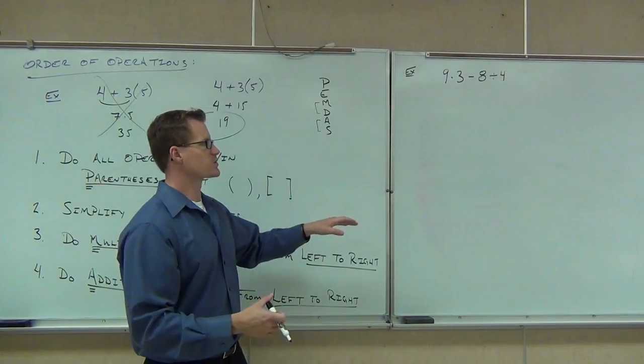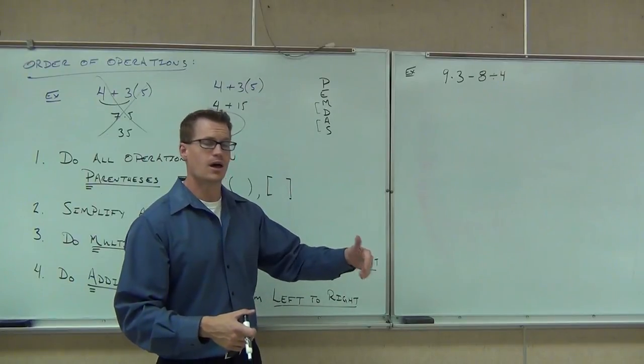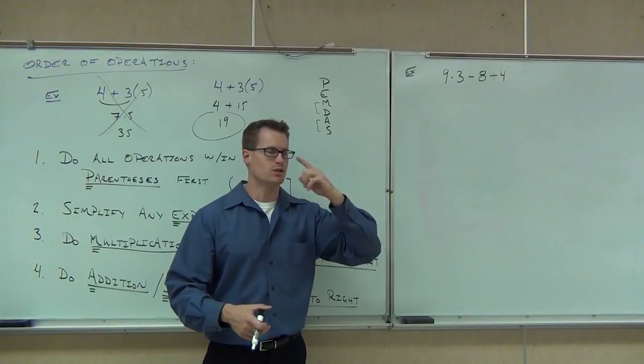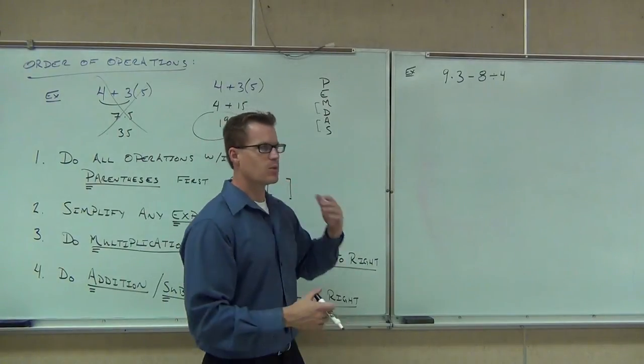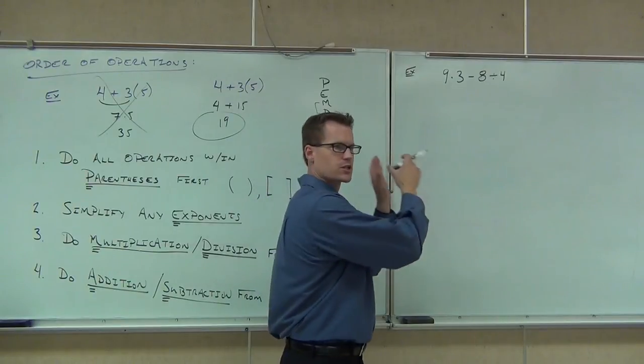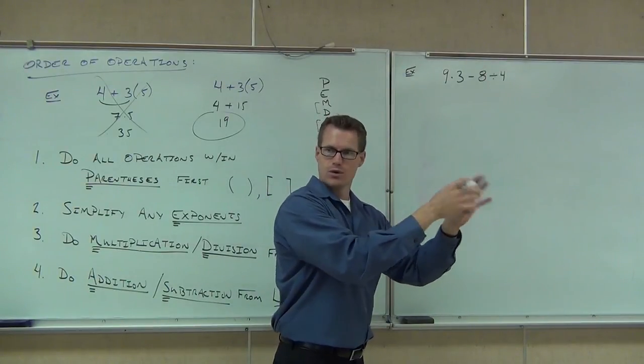So I check for any exponents. Do we have any exponents? No. Okay, no exponents. I move on to the next one. The next one is actually two of them. It's multiplication and division. So we look at this and we go, do we have any multiplication and or division? Yeah. Whatever one comes first, left to right, that's what we're going to do. We're going to do that piece of it and then rewrite the problem.